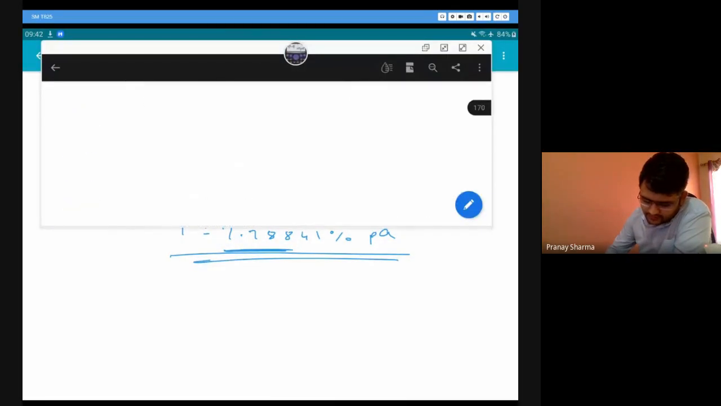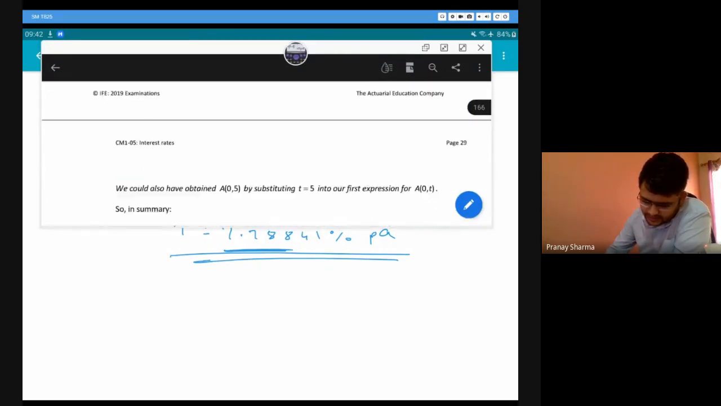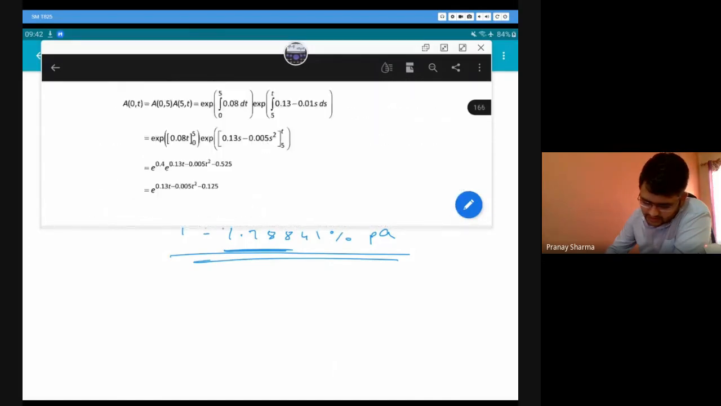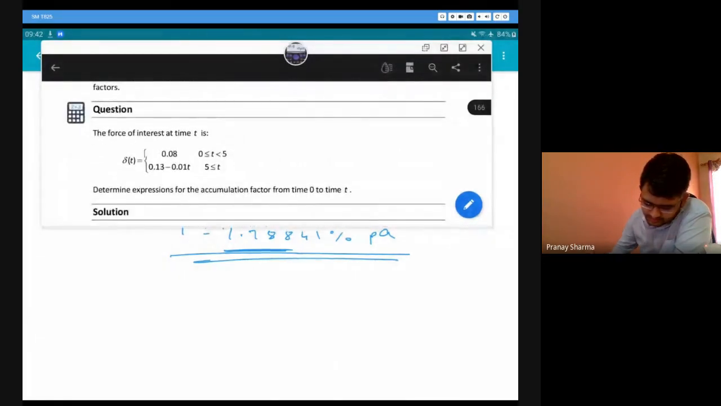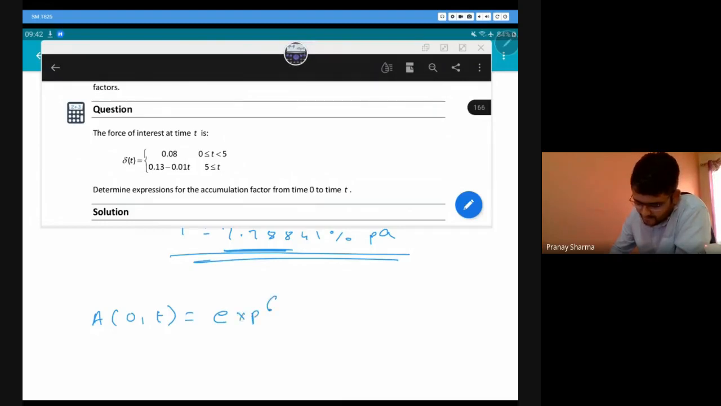Now, when we have two different rates given, what will happen then? I will take an example here. Okay, so we have two different force of interest. Determine the expression of accumulation factor from time 0 to time t. Now we are only giving a general answer here. So they want accumulation factor from 0 to t. That would be our exp, and I'll say integration delta s ds.